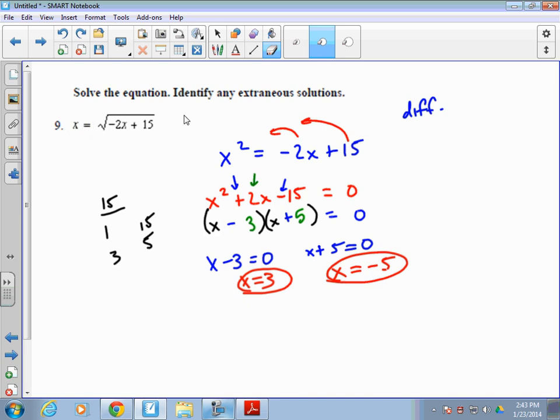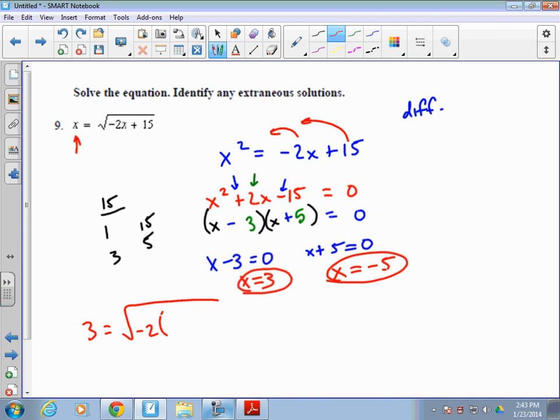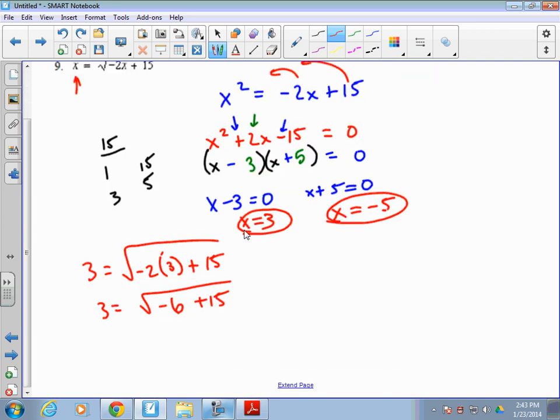So if we look at the first answer, x equals 3, in place of x we'll plug in 3. 3 equals the square root of negative 2 times, in place of x again, we'll plug in 3, plus 15. So 3 equals the square root of negative 6 plus 15. Negative 6 plus 15, I'm going to scroll down a little bit, is 9. So the square root of 9 equals 3. We know that 3 equals the square root of 9, which is 3.